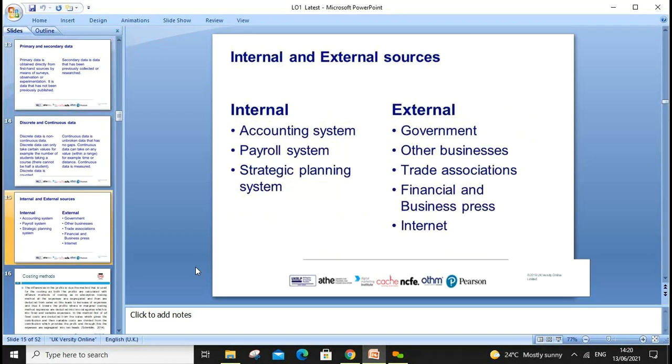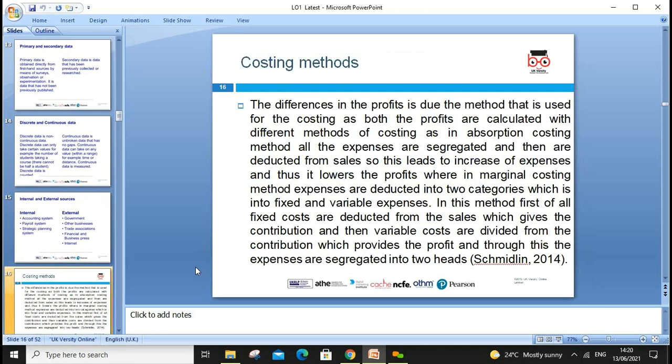So data can be primary data and secondary data. Primary data means first-hand information. Secondary data is available on the internet. Then internal sources of information are the accounting system and payroll, and external sources are government, other business websites, financial press. These we can use.